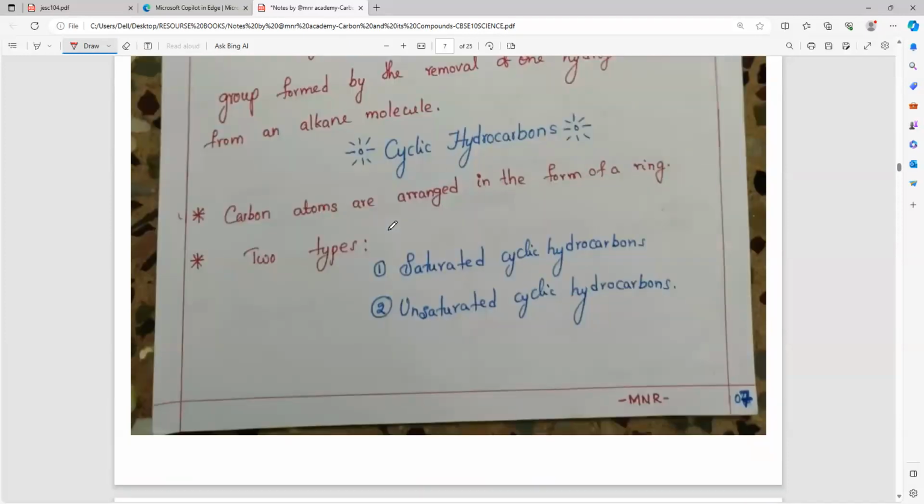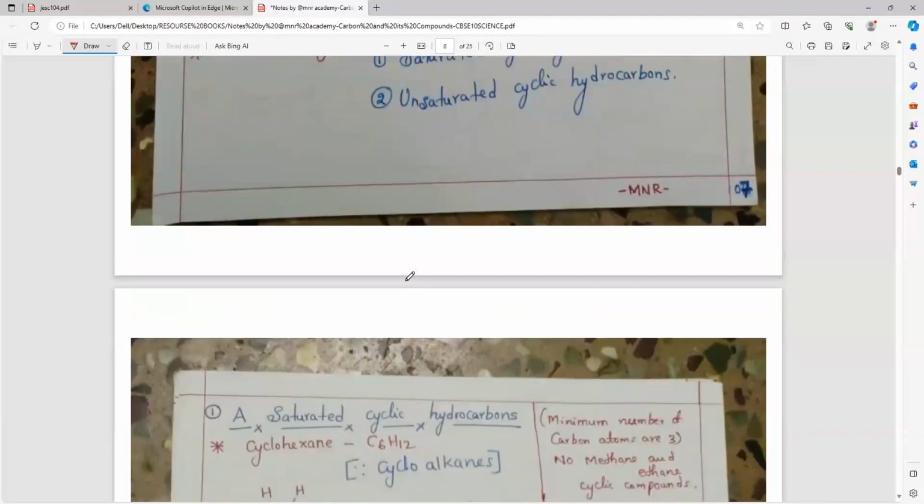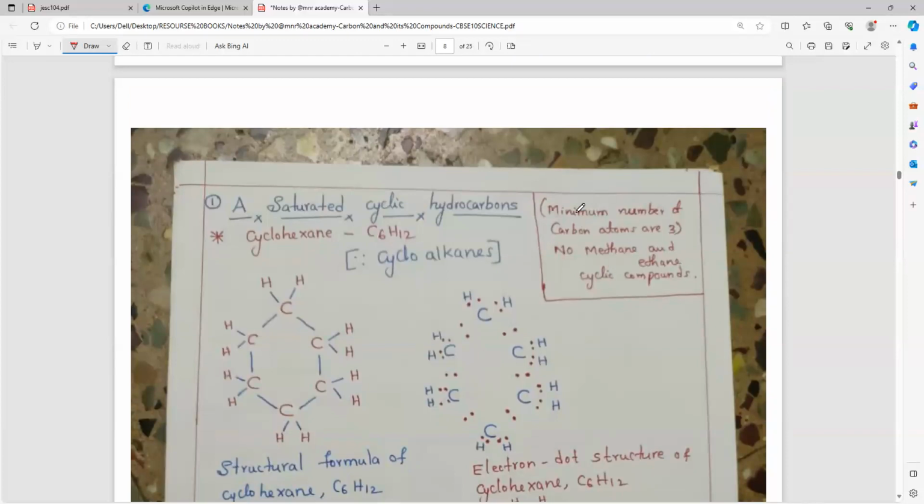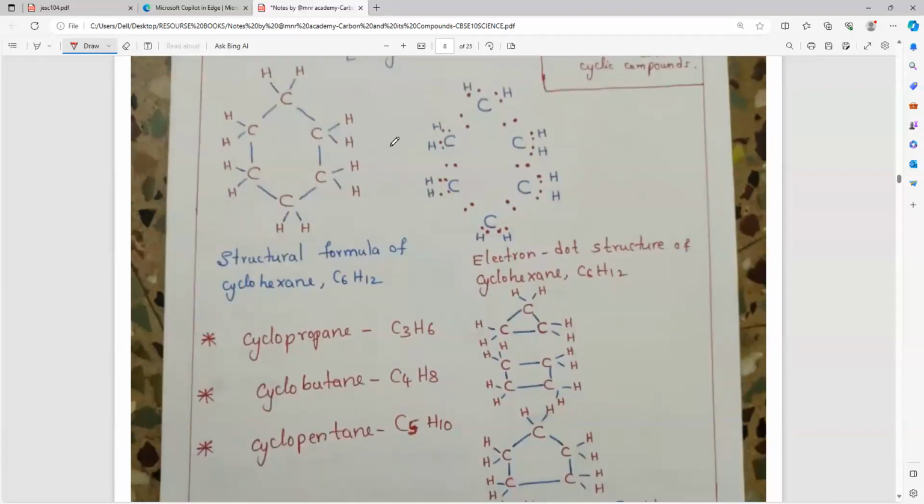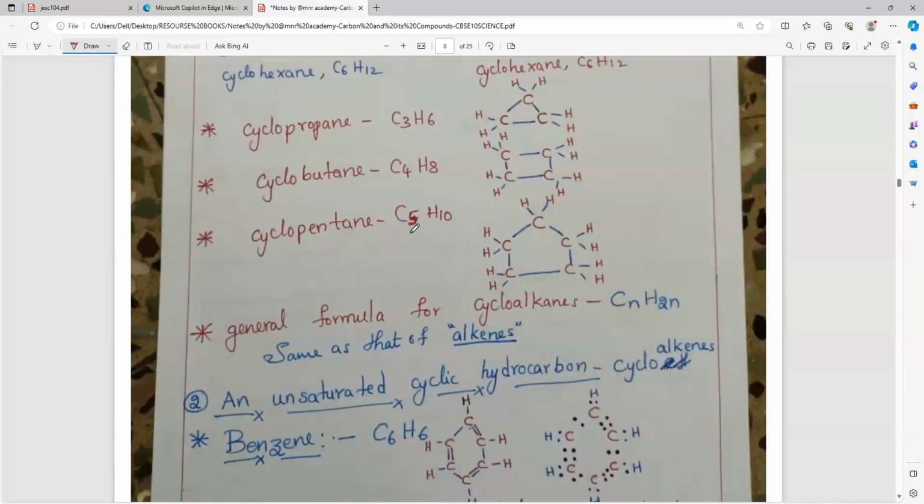Then the carbon atoms arranged in the form of a ring are cyclic hydrocarbons. One is saturated, another one is unsaturated. What is the minimum number of carbons required? Three. But which is the more stable one? Six is the more stable one. Here I am forming cyclopropane, cyclobutane, cyclopentane. You have to remember that.